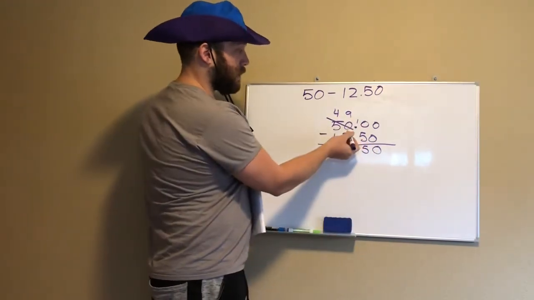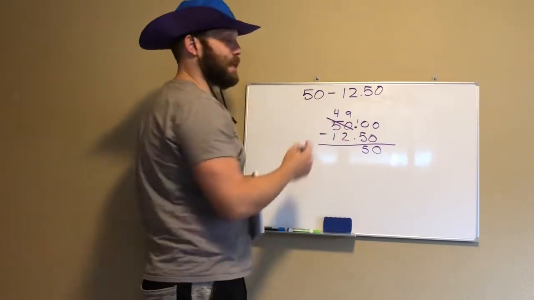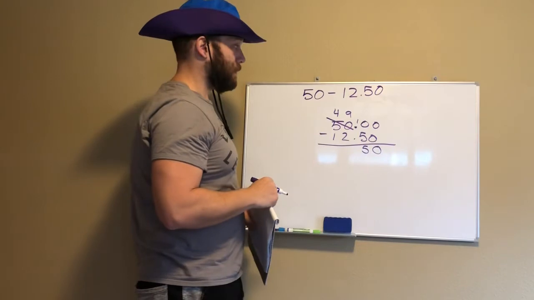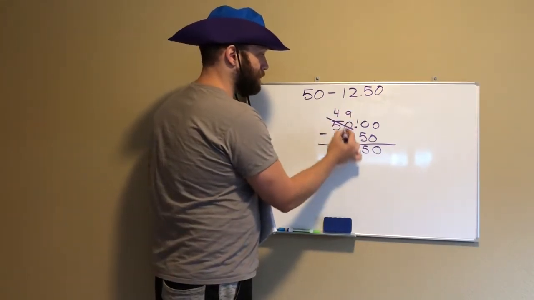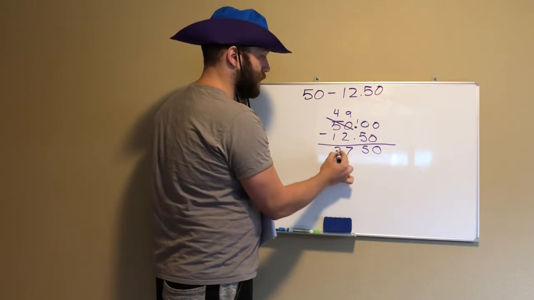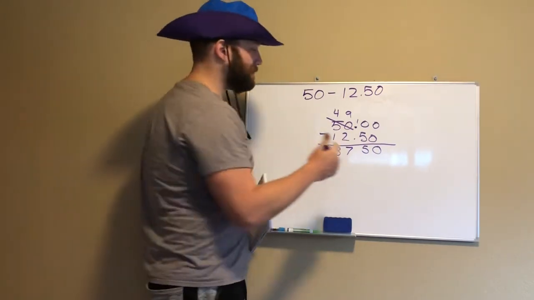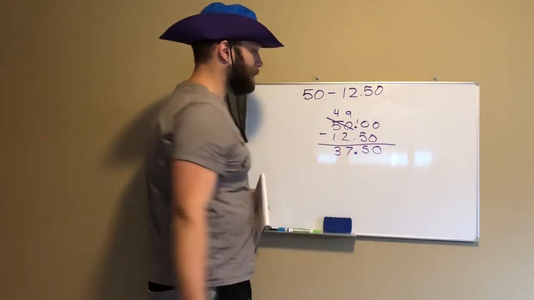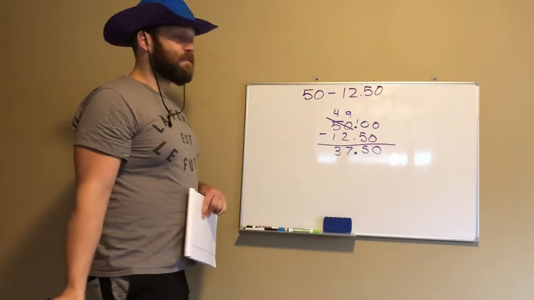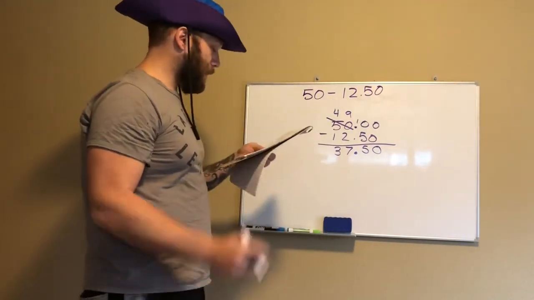Notice how I just didn't borrow from this. I knew I could borrow from this whole piece right here and make it 49, like we've been practicing in class. Now I have 9 minus 2, which is 7, and 4 minus 1, which is 3. The last thing I'm forgetting, decimal. There's my decimal, and here it is again. So it's 37 and 50 hundredths. All right, let's move on.